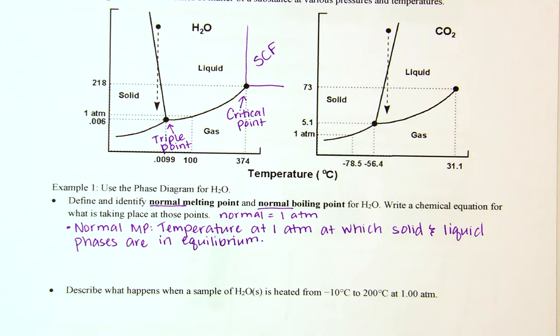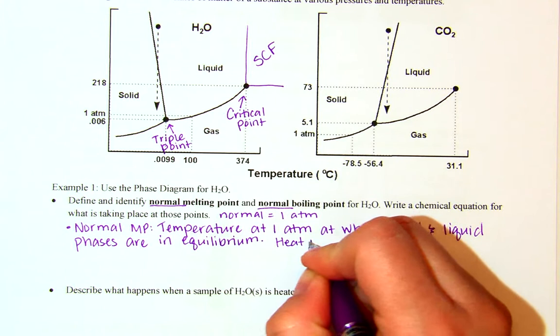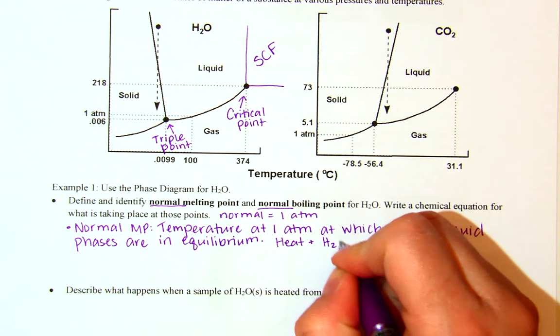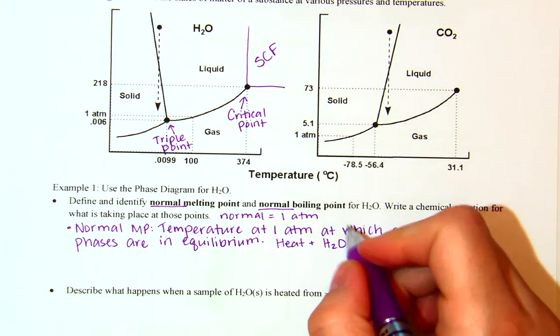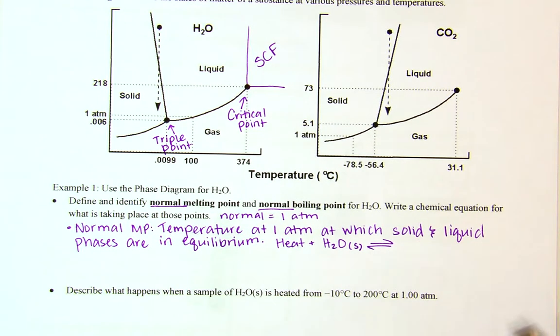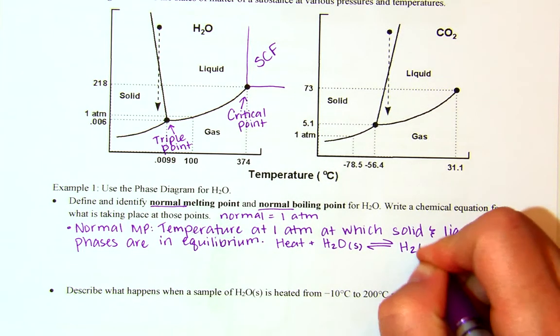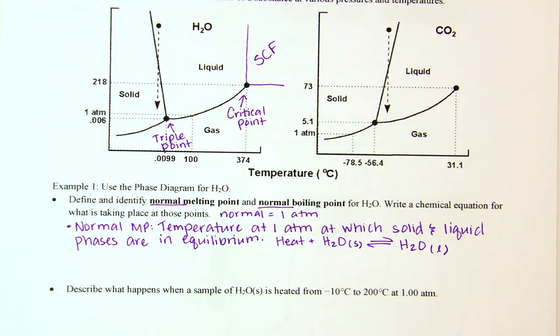And if we were going to write a chemical equation for this, we would say that if we added heat plus H2O in the solid phase, ice, so if we heat up ice, obviously we're going to get liquid water. And I'm using again my double arrow because we are in equilibrium at our normal melting point. So H2O liquid.